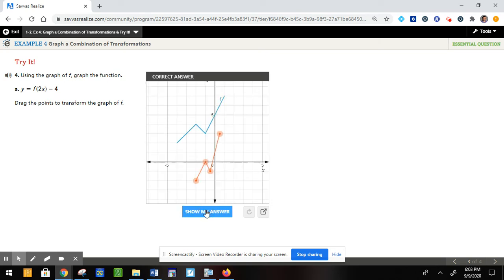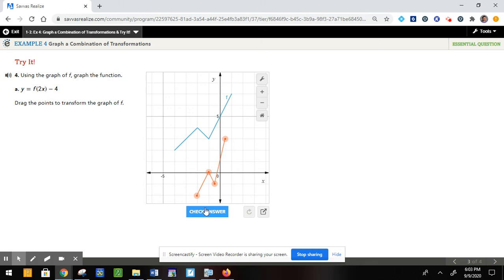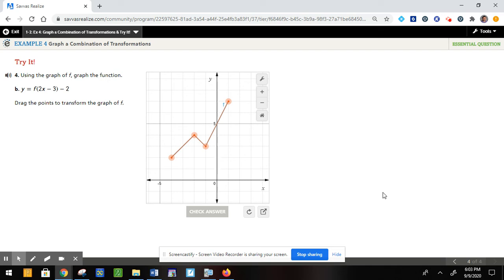Let's check our answer. So that's the correct answer, and then that's the one I typed in. All right, so it looks like it matches up. Hopefully you gave that a try as well. Let's look at the next part, or the last part. Another try it question. So again, why don't you pause it, give it a try, see if you can get it to match up, and then I'll give an explanation for you.